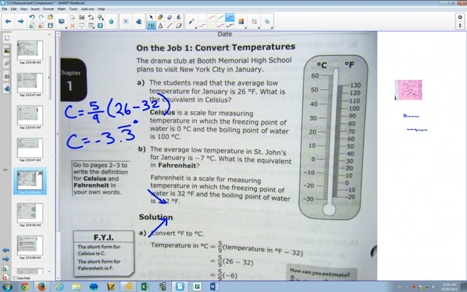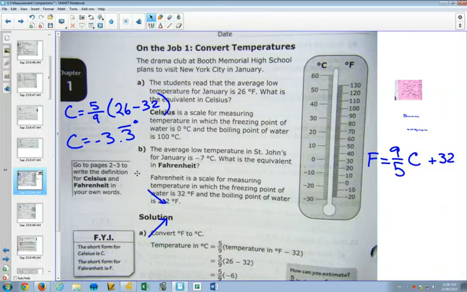In part B, we want to find the Fahrenheit and we know the Celsius. We'll go to our formula sheet and we'll write out the formula. It is 9/5 times C plus 32. But now instead of the C, we know the temperature is -7.